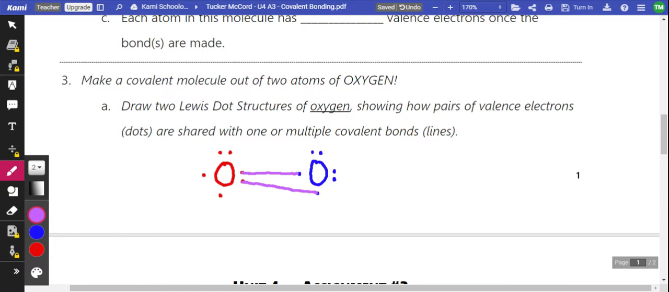We started with 6. We're now sharing 2 pairs of electrons. So each oxygen now has ownership over 2 extra electrons. Okay, no give and take, no charges on these ions. This is our covalent molecule. Now this is kind of messy. So here's something that you can do to help with that.